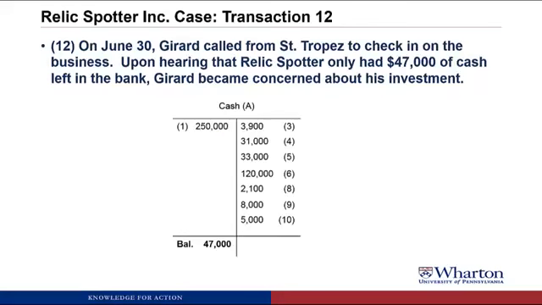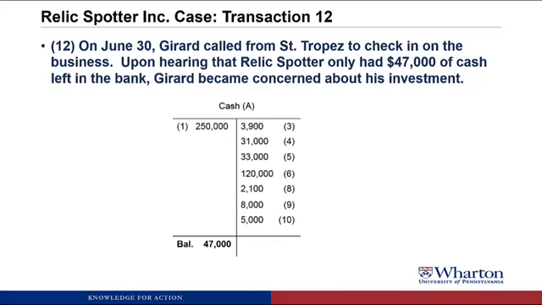If we bring up the cash T account, at this point we could draw a line, add up the debits, add up the credits, subtract the credits from the debits, and we'd have a balance of $47,000. So at any point you can draw a line and figure out a balance, and at this point we have $47,000 in the cash account.